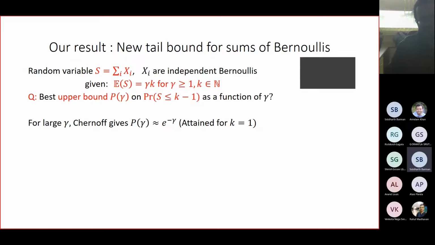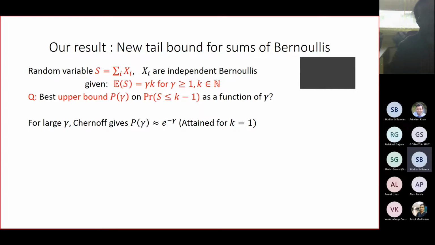So indeed, we're looking at a regime where this deviation is very small. The expectation is gamma k, and S is at most k minus 1, and gamma is really close to 1. So this deviation is pretty small, and we're looking at this very fine bound. Yeah. So indeed, if I just throw Chernoff at it, then I get P of gamma to be roughly e to the minus gamma, and this is actually tight for k equal to 1.